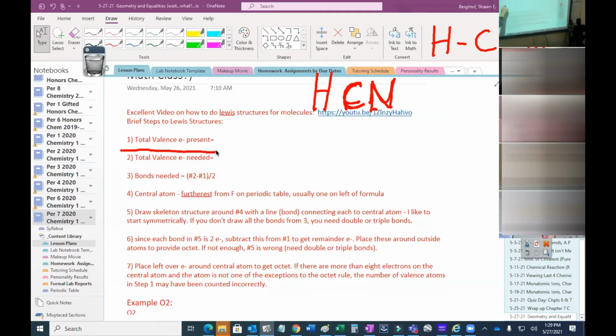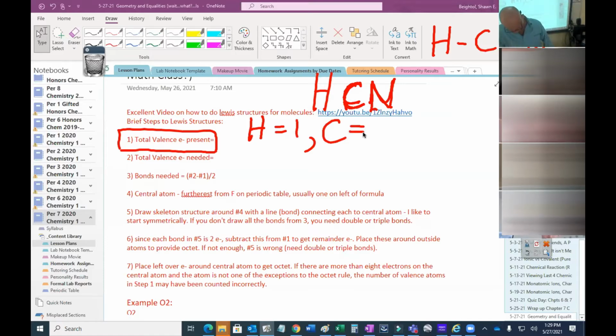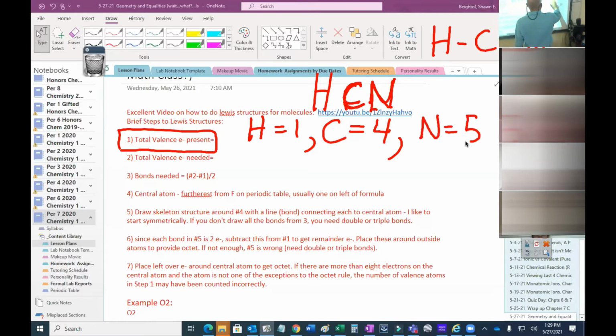So let's do this right here. How many total valence electrons are available in hydrogen cyanide? Well, hydrogen has 1 valence electron. How many valence electrons does carbon have? 4. 4, that's correct. Daniel, good job. How many valence electrons does nitrogen have? 5. 5. Good job, Pilar. So we're going to total this. We total it up and we see that we have a total of 10 valence electrons available.